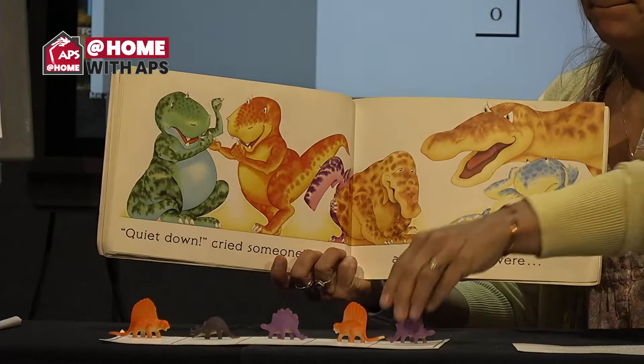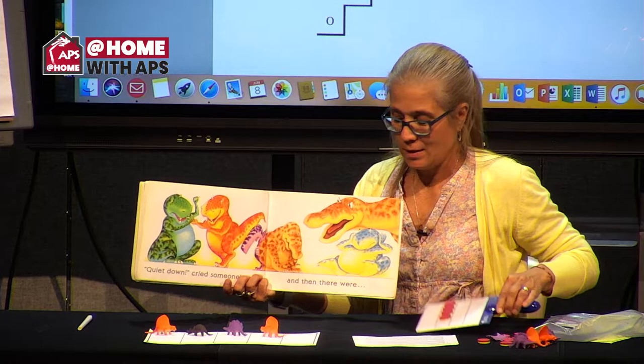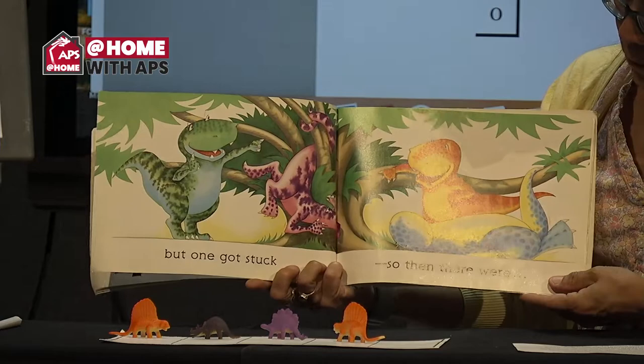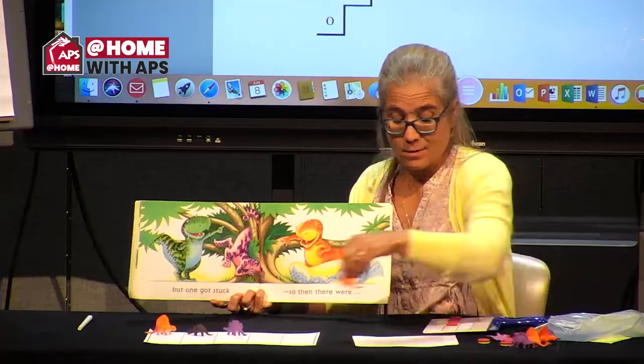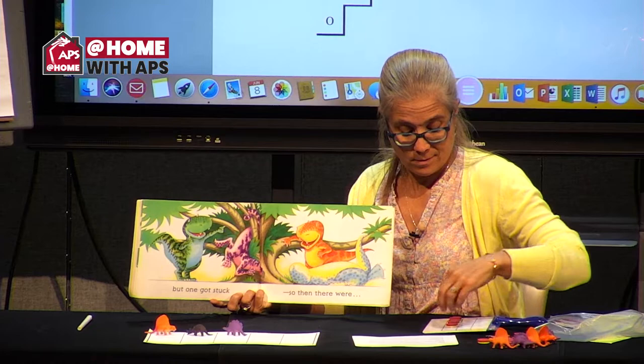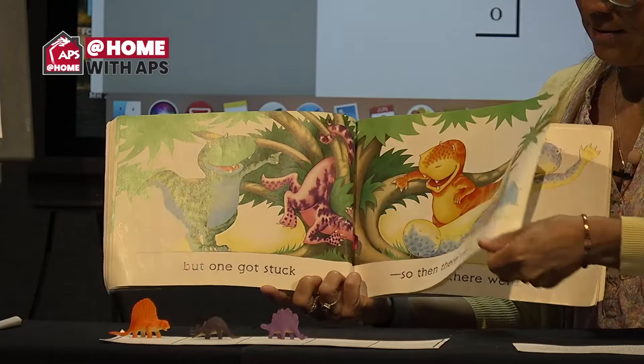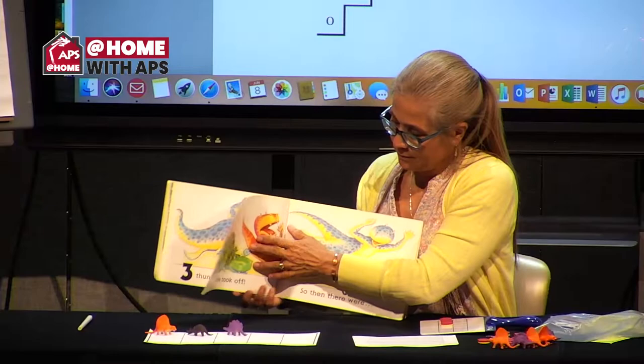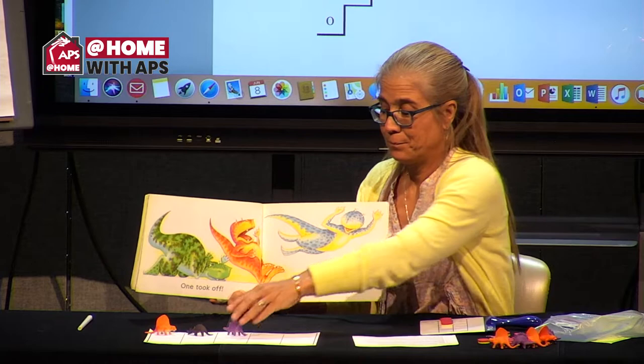what do you think? 4, exactly. 4 fearless dinosaurs swinging from a tree. But one got stuck. So then there were 3 thundering dinosaurs who flapped and almost flew. One took off. So then there were, how many left? Looks like 2 to me.